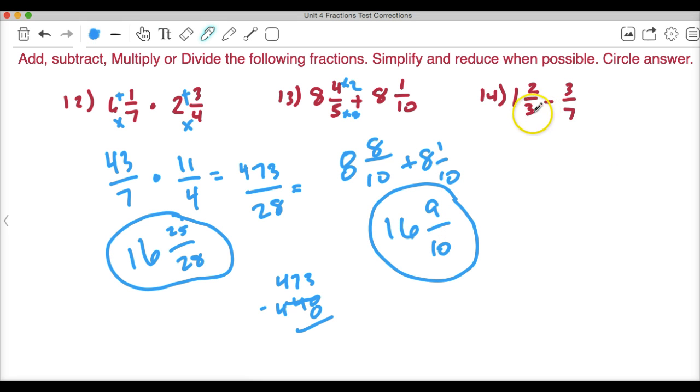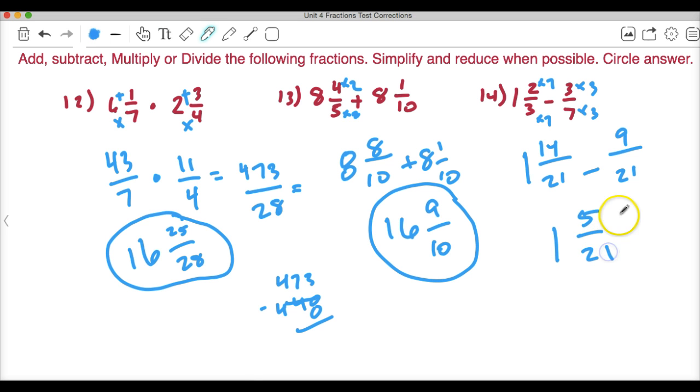My next one, I've got 3 and 7 as denominators, so they have 21 in common. So now I've got 1 and 14/21, subtract 9/21. So that's going to be 1 and 5/21, just simple subtraction there.